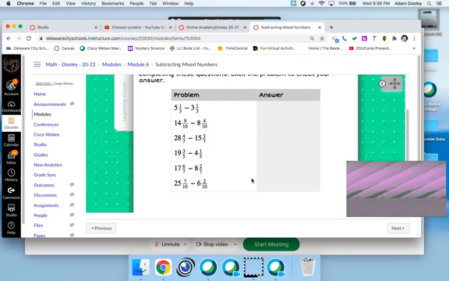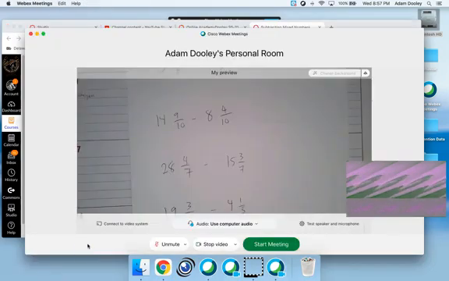28 4/7 minus 15 3/7. You're probably asking yourself, will we actually do some with different denominators? Of course we will. Will we do those today? No, we will not. 19 3/5 minus 4 1/5. So I'm just going to do the first 4 problems. I'm going to leave the final 2 problems for you to do on your own.